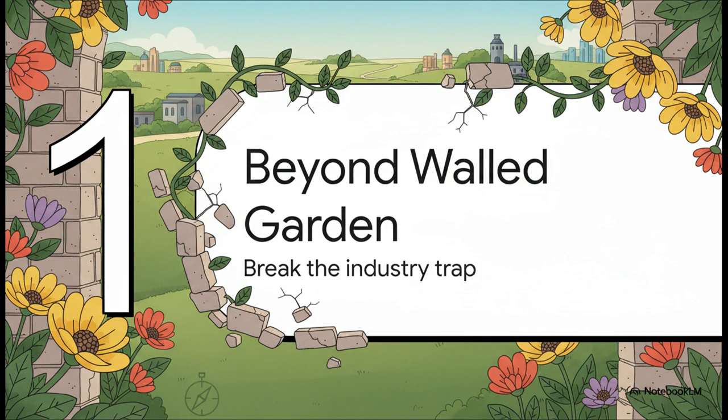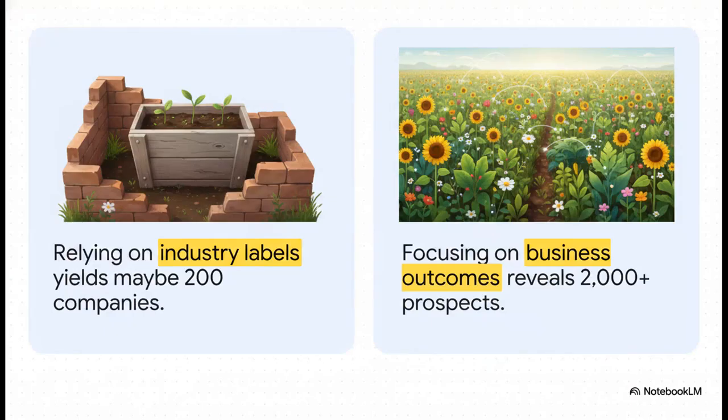Okay, Section 1. Beyond your walled garden, breaking out of the industry trap. It's a classic mistake, really, to fence ourselves in by looking only at the obvious suspects. Consider this one business that was absolutely convinced their total addressable market was maybe 200 regional companies. That was their walled garden. But by shifting to an expansive mindset, one that focused on business outcomes instead of industry labels, they remapped their potential reach. And just 6 months later, they identified over 2,000 qualified prospects across multiple sectors they had literally never even considered before. They 10x'd their prospect pool just by changing their perspective.